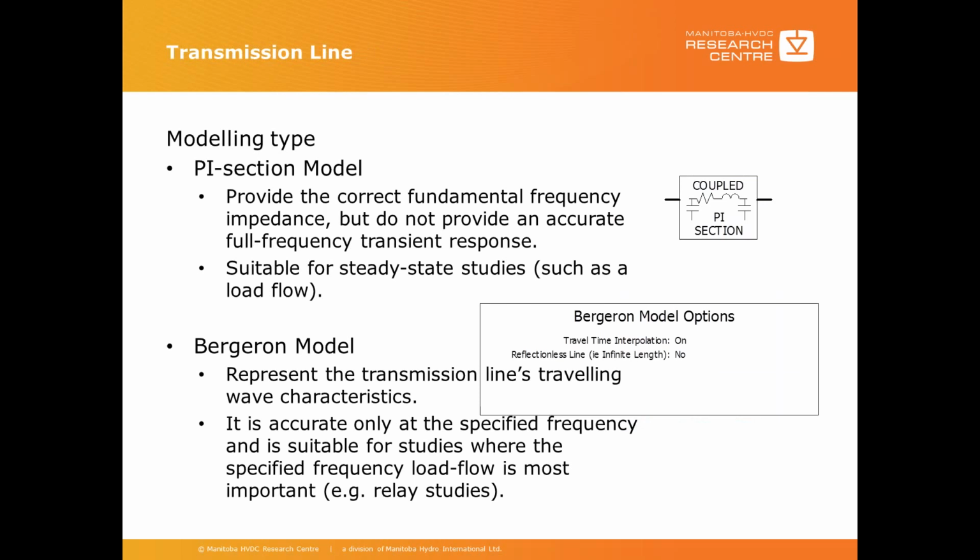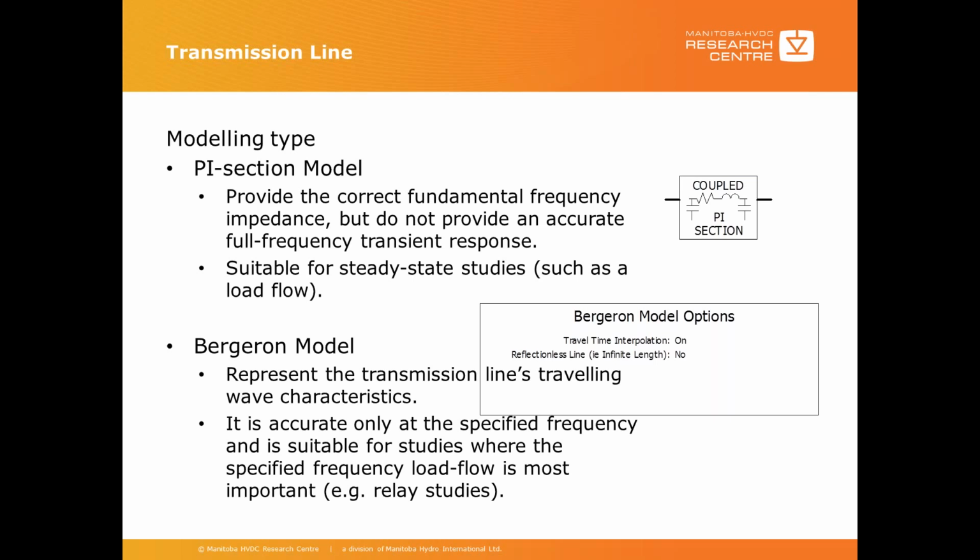There are 3 types of transmission line model available in PSCAD: pi section model, Bergeron model, and frequency dependent model. Pi section model is only valid for fundamental frequency, 50 Hz or 60 Hz. It does not represent the traveling wave characteristic of transmission lines. The line is only represented as an RLC circuit. Therefore, it's only suitable for load flow type studies.